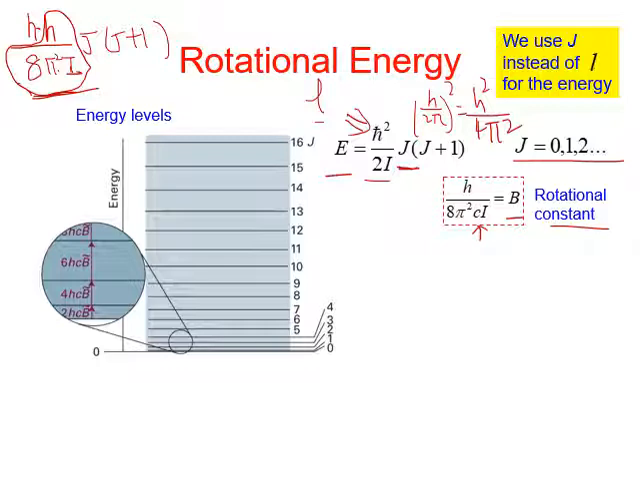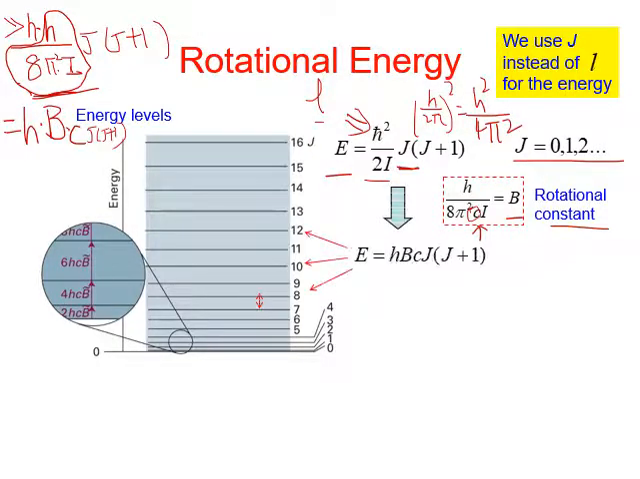By doing that, the allowed energy now is h, because you still have one h here, times the constant B. Now in the definition of B, you have the speed of light, so we need to multiply by the speed of light, and then J times J plus 1. Therefore this is the new equation to calculate the allowed energy levels using the rotational constant B.